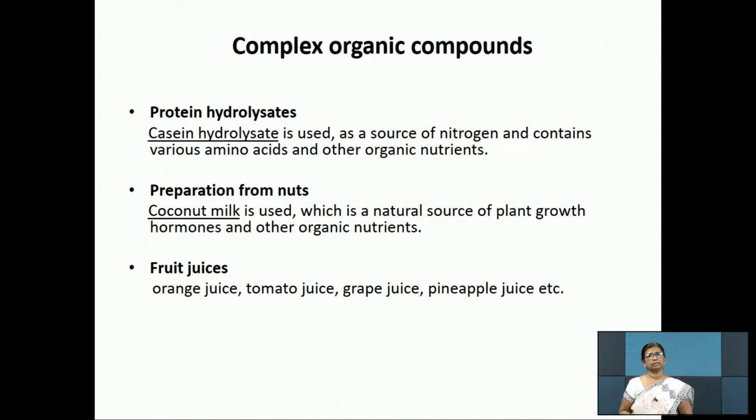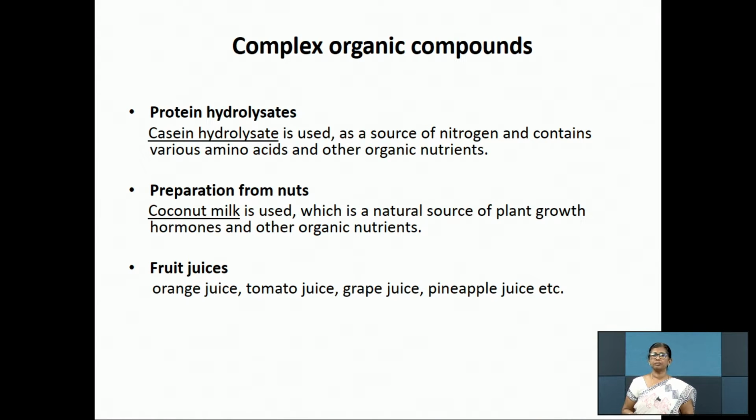And next are the complex organic compounds. These are the compounds which are added to the medium, but we do not know the exact composition of the nutrients present in these compounds. That's why they are called complex organic compounds. An example is protein hydrolysate, that is casein hydrolysate. It is used as a nitrogen source and it contains many amino acids and organic nutrients.